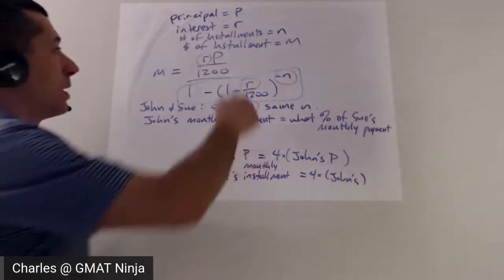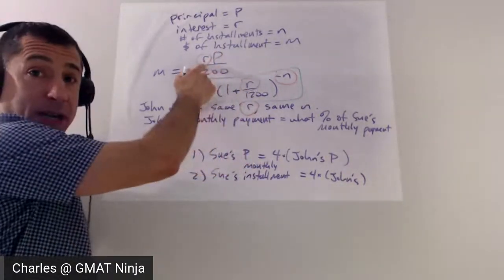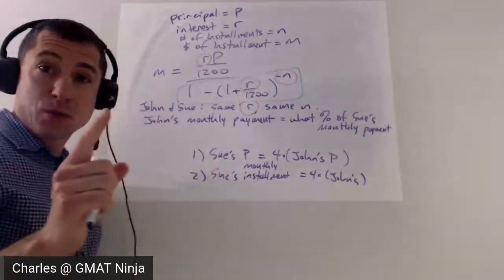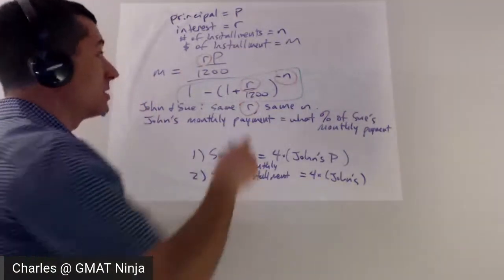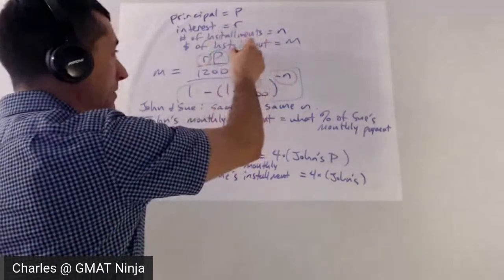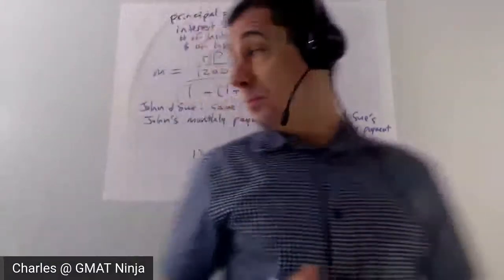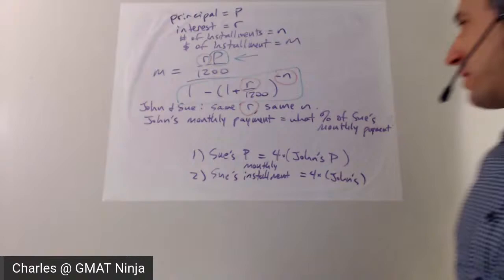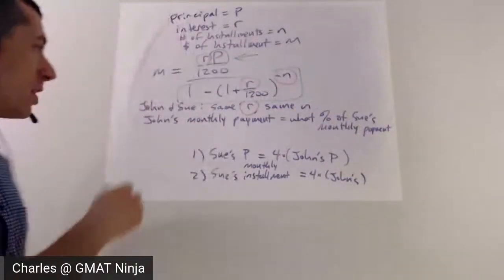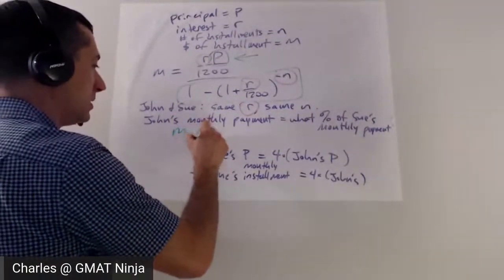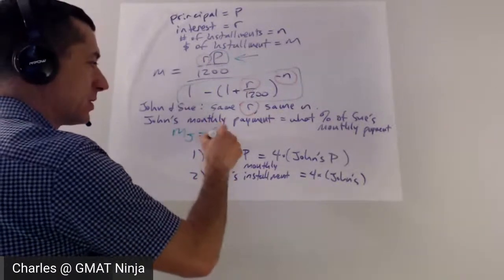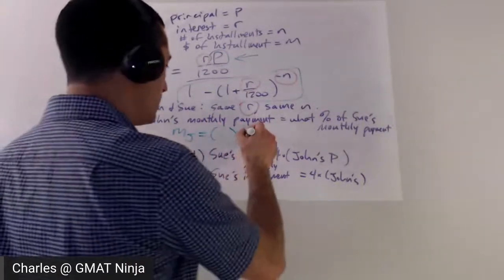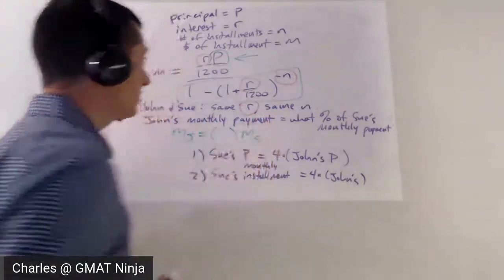Fantastic. What about up top here? Well, the R is also a constant, the same for both of them. So there's really only one thing that matters. It's up in the numerator, multiplicative, it's just the P. So what's our question? John's monthly payment is what percent of Sue's monthly payment? So what we want to know is M for John is equal to what percentage, is there some little multiplier there, of Sue's monthly payment?